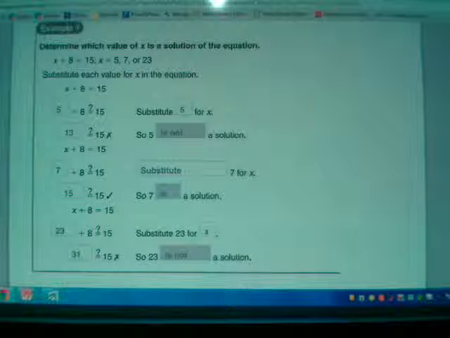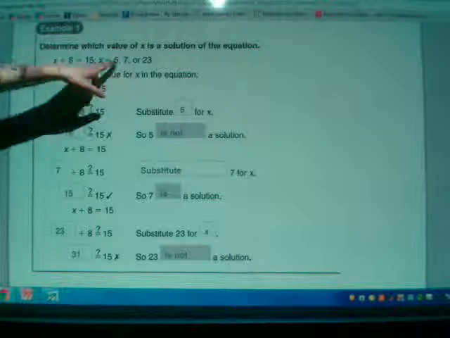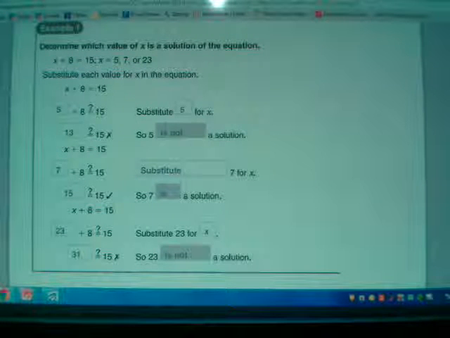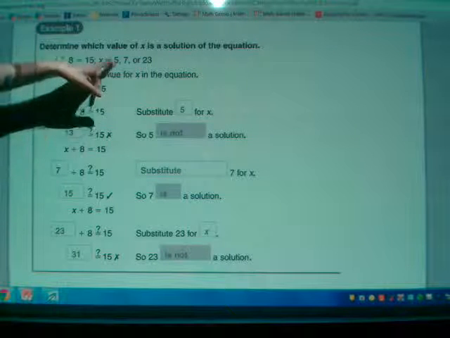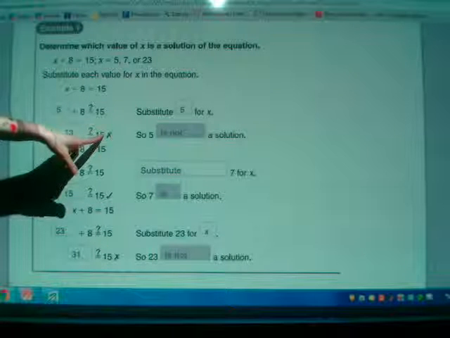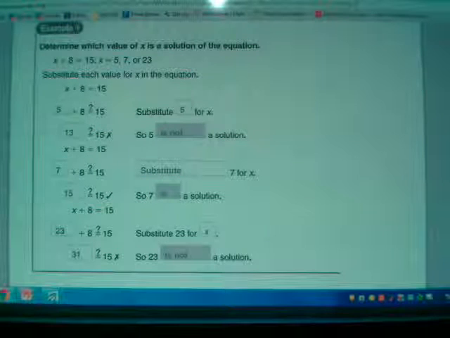So here we're supposed to determine if 5, 7, and 23, which of those three options is the solution to x plus 8 equals 15. So what you want to do is substitute each one of those numbers in for x. And the way you know you have a winner here is if what you're working out on the left side is the same thing as what you have on the right side. So in this first one, if I change x into 5, which is what they told me to do, it would be 5 plus 8 on the left side, which is 13. Well, notice the other side says 15. Since the left and the right side are not the same, that means 5 is not a solution.